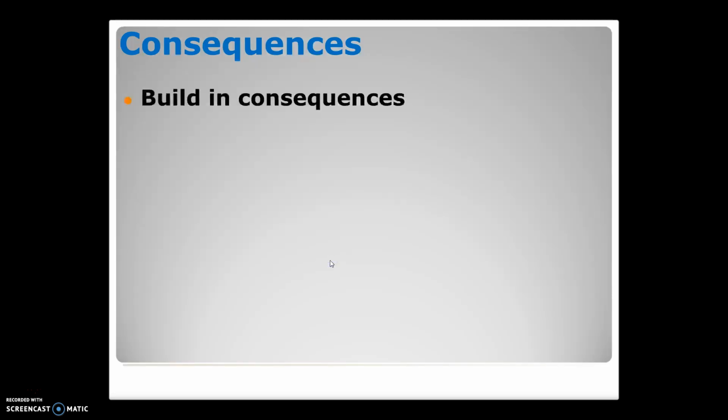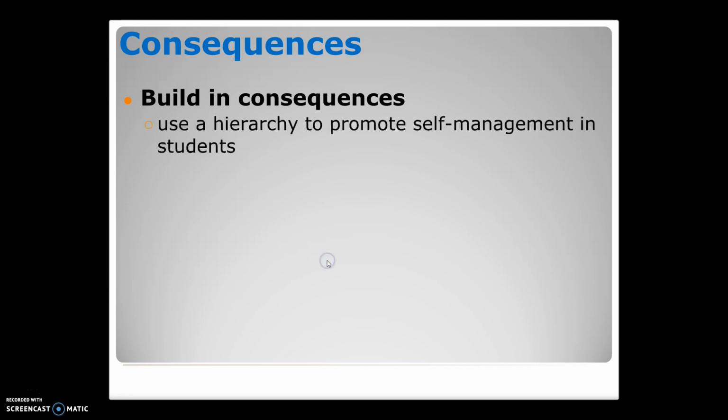Your job is to build in some consequences, and Classroom Management Plan Part 2 asks you to do this when you're building your expectations. Some tips: use a hierarchy, meaning 1, 2, 3, 4, or A, B, C, D, to promote some self-management in students. That way, if you're my students and the first level of consequence is a warning, then level 2 might be a conversation, a longer conversation with the teacher.